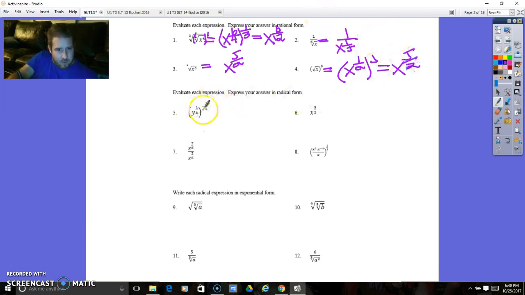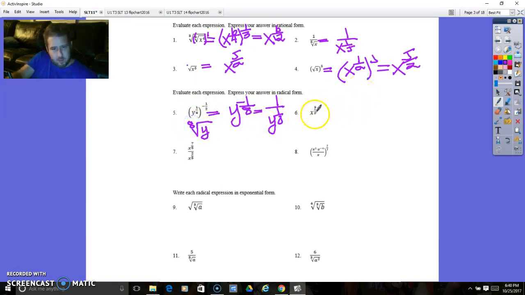Alright, so this one, y to the 1/4 to the negative 1/2. So we multiply power times a power, so 1 times negative 1 is negative 1, 4 times 2 is 8, so y to the negative 1/8. So we want to make that into radical form now. First thing I'm going to do is flip it because it's a negative. Y to the 1/8 on bottom. Now I want to change this to radical form, so 1 becomes the power, and 8 becomes the index.